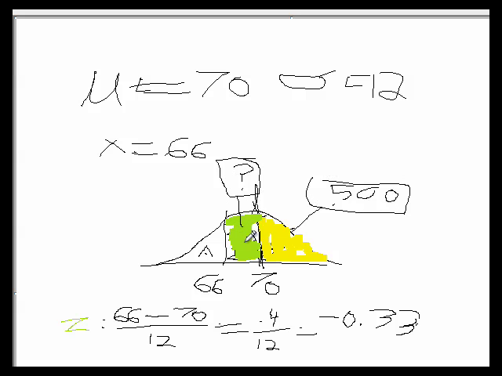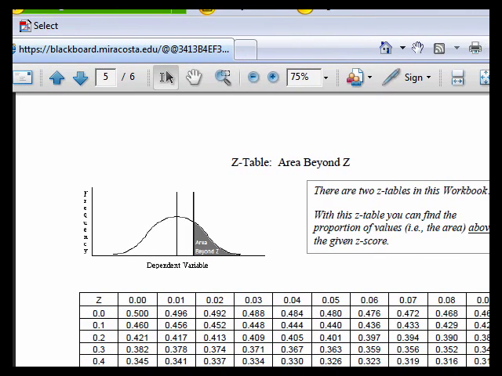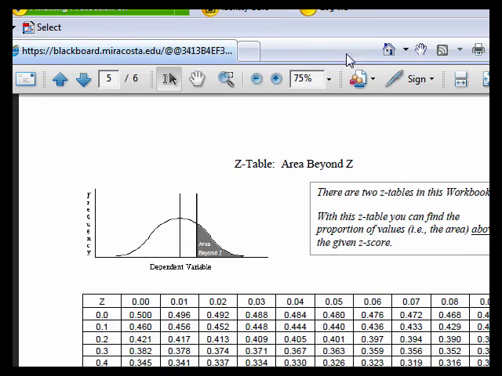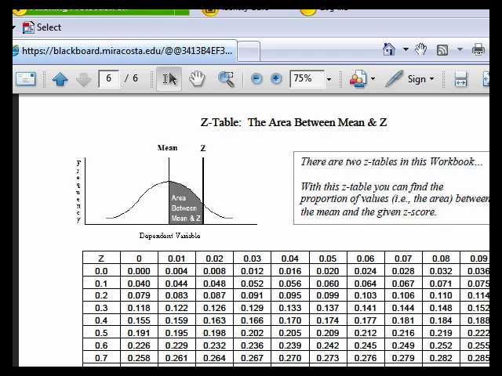So to figure out this area between 66 and 70, we're going to go to the z table for area between the mean and z and look up this negative 0.333. Well, here we are, area beyond z, and that's not what we need. We want the area between the mean and z. So here we go. Area between the mean and z. And we want to know for 0.33.